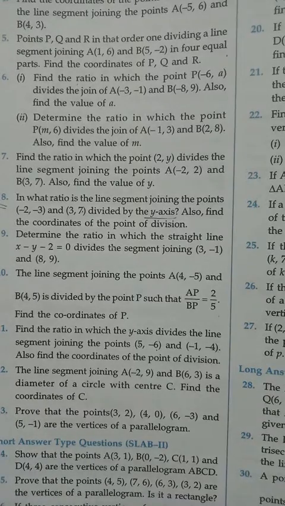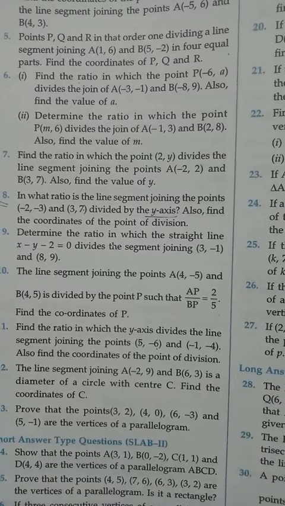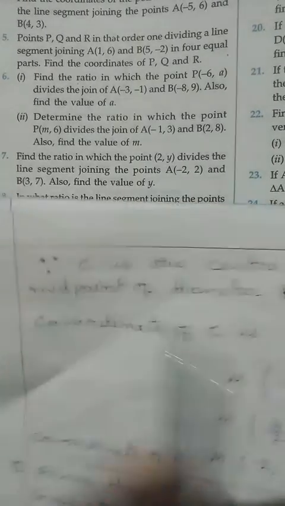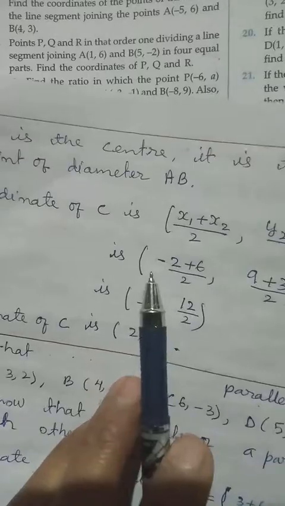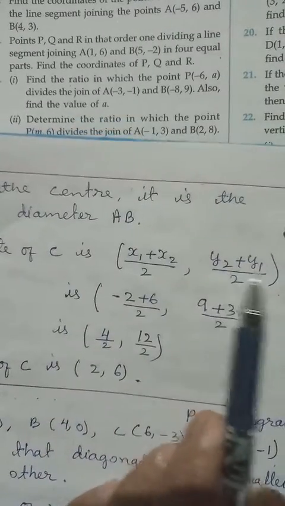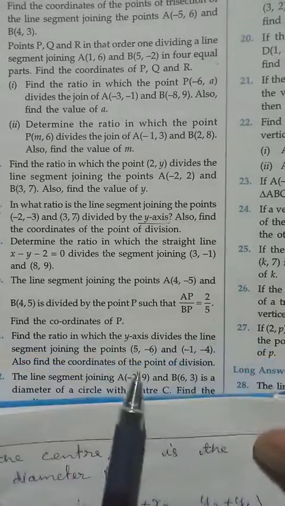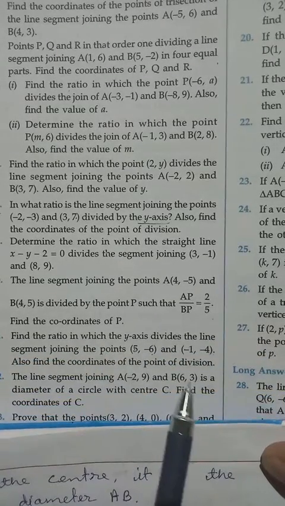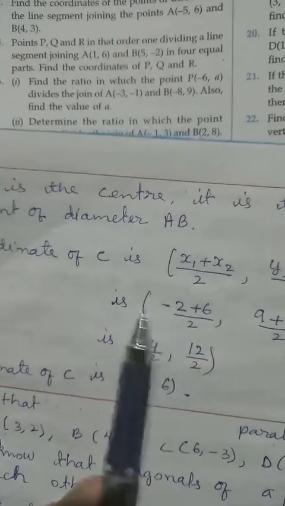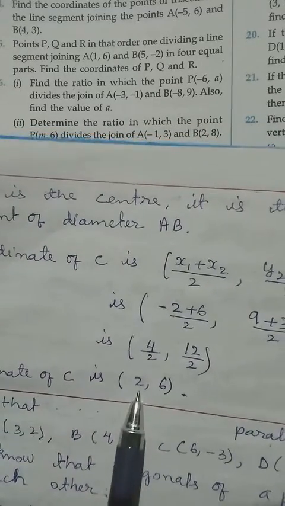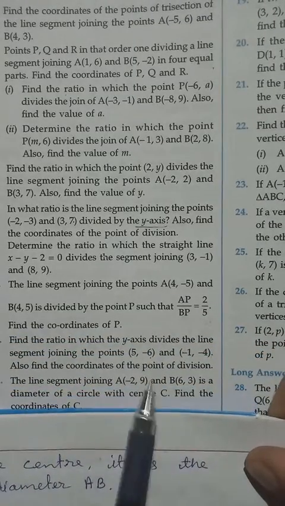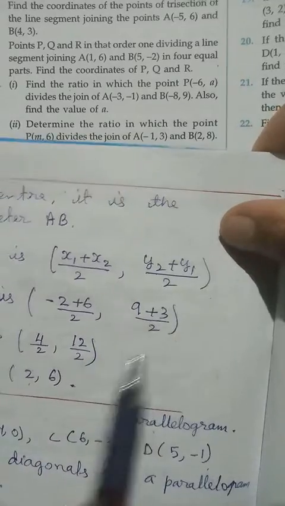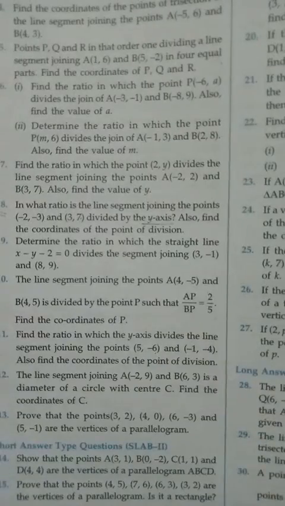C is the center of the diameter. That is why it will be the midpoint. So we can use the midpoint formula: x1 plus x2 by 2, y1 plus y2 by 2. x1 we have from here, minus 2. From here 6. So 6 minus 2 by 2 becomes 4 by 2, which we can divide to get 2. Then for the y part we get 9 plus 3, because both are plus, will be 12 divided by 2, which is equal to 6. So the coordinates of the center are 2, 6.